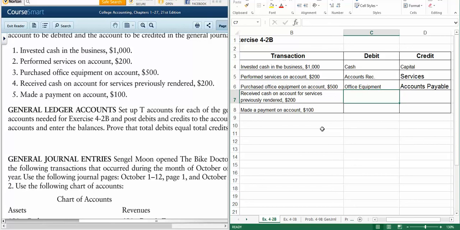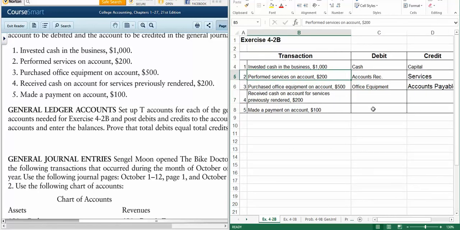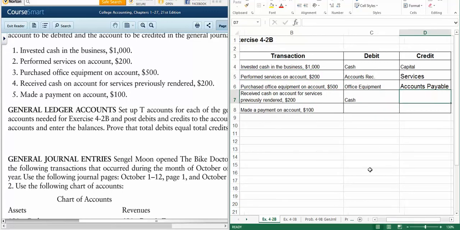Okay, now we received cash. So we received cash for the service we did in number 2. So we're going to increase our cash because our customer gave us cash. And then we need to decrease our accounts receivable. We need to decrease how much we have recorded that our customers owe us.